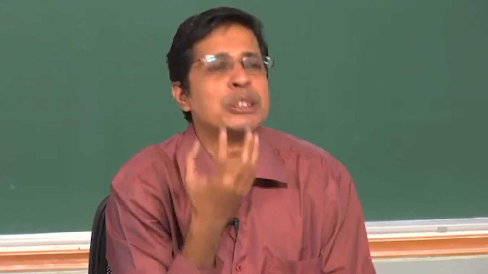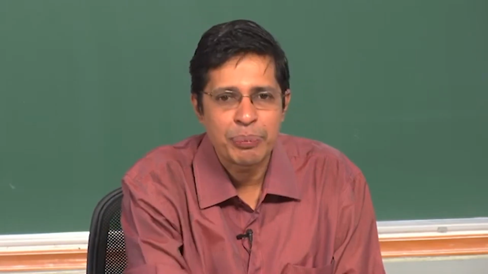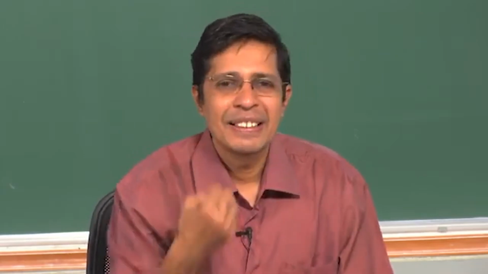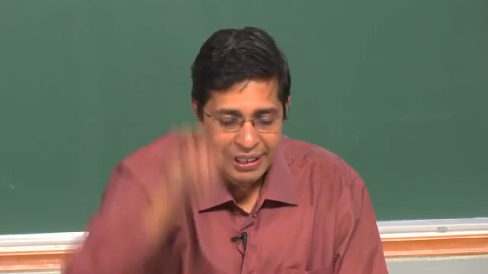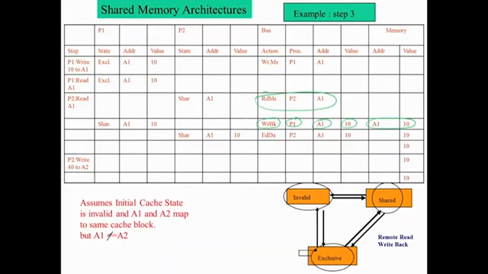Immediately P1 will be snooping because P2 is the master. When P2 wants to read, P2 will be the master. So P1 will be snooping and now he finds A1 in exclusive state in his own cache. So immediately it will say wait, write back the value 10 into A1. So when it writes back, you will see that A1 in memory gets the value 10.